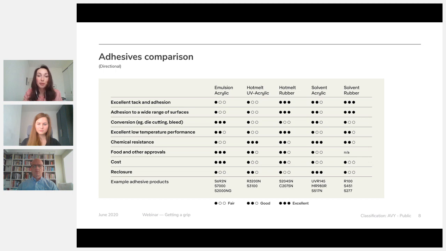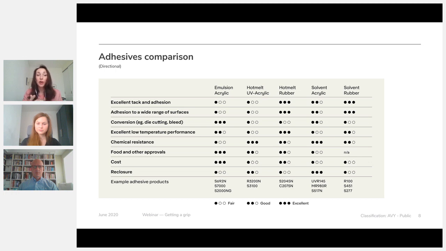Within solvent rubber, we have one adhesive, which is R100, and that's actually a removable adhesive. So on one side, you can get really very good adhesion from a permanent adhesive, or in this case, the best smooth removability when it comes to removable adhesive. So this direction, you need to think about it a bit in a mirror look when you compare permanent and removables.